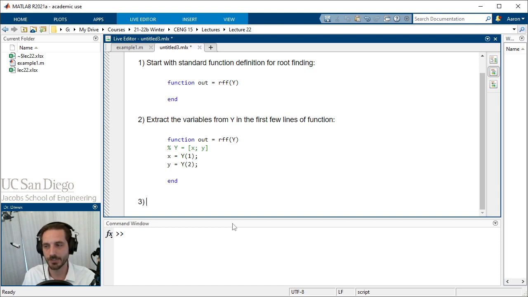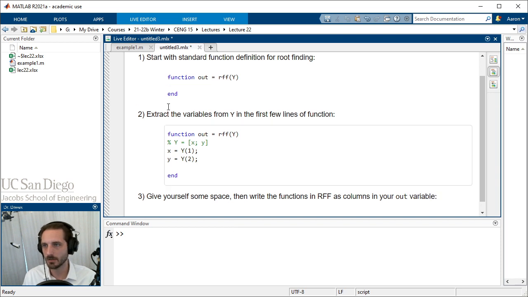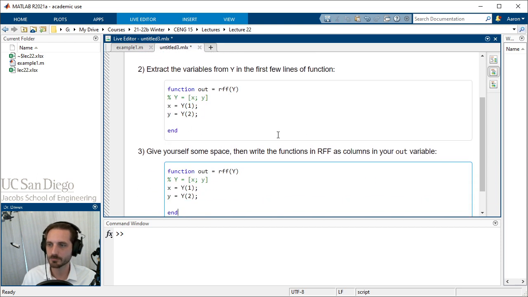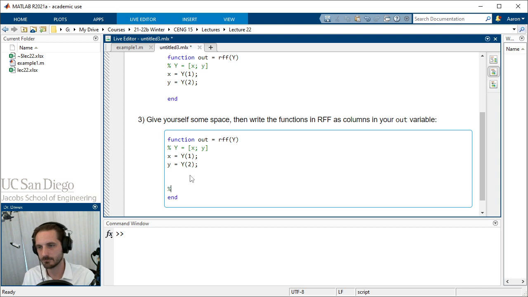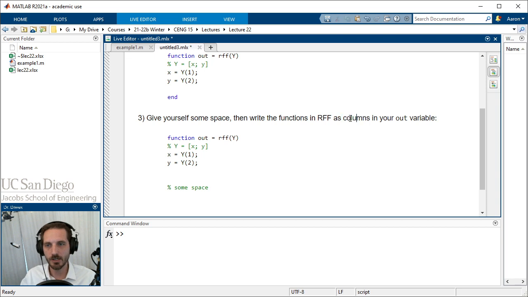Now we can actually write those functions. That is the third step. Give yourself some space. Then write the target functions in root finding value, or root finding form, as columns in your out variable. So let's take a look at what that would look like. We'll insert a code example here. Give yourself some space. Here's some space. And now write them, and the keyword here is columns in your out variable.